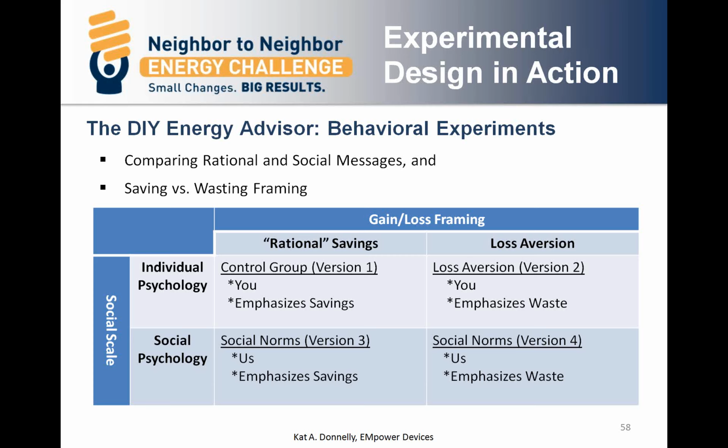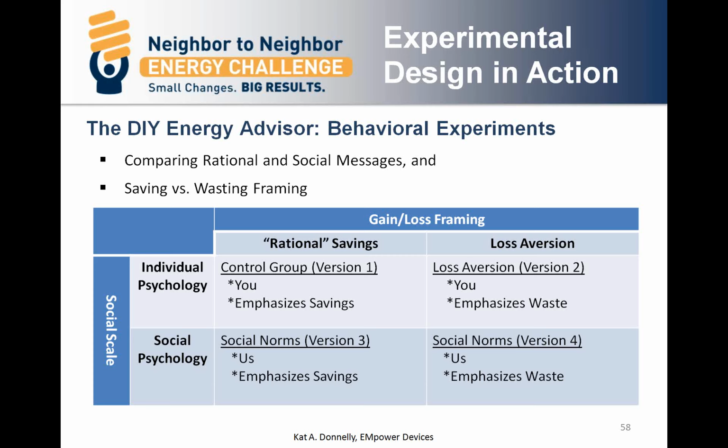where the control group is the version 1 group, where we're really gearing the message towards you, so kind of you, the individual, and we're emphasizing savings, so that's the rational savings message, versus in version 2, it's more of, again, you, but a loss aversion, so we're emphasizing waste. And then in group 3, we're using social norms. So the focus isn't on you, but it's on us, joining your neighbors and that social norm messaging, but also emphasizing savings, like in version 1. And then the 4th group is using social norms and emphasizing waste. So we're trying to test those 4 different things.